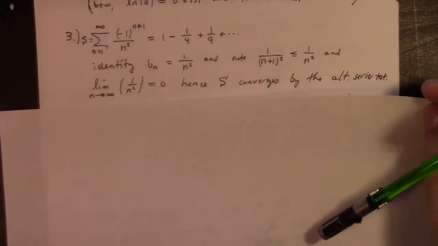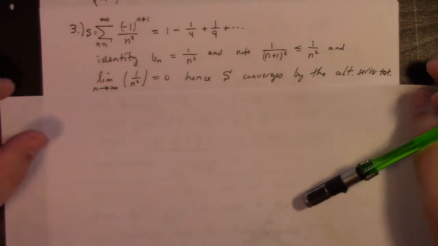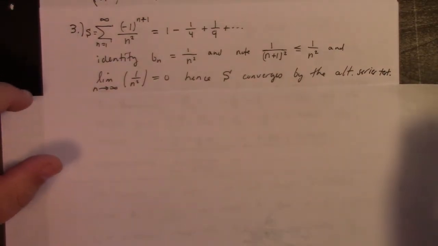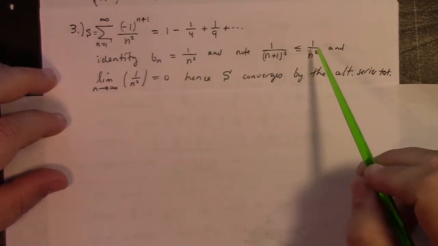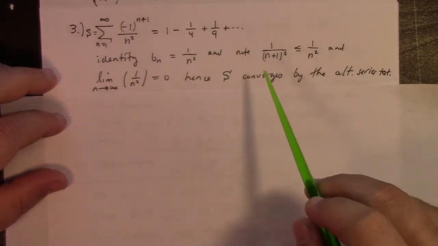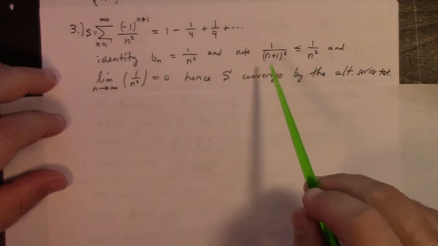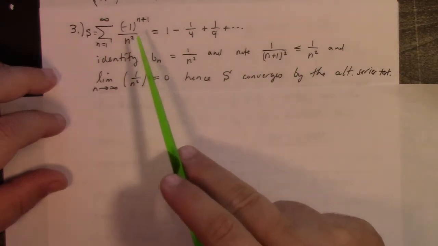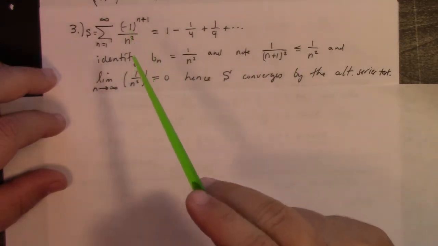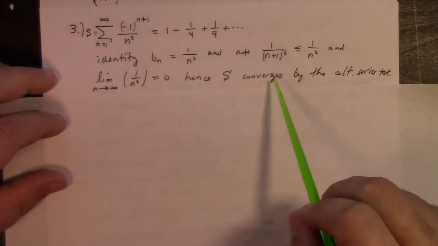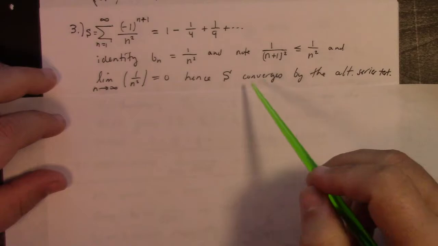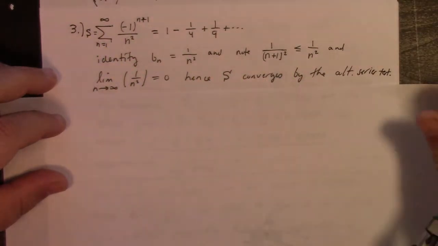Example 3, moving along here, we have the alternating p equals 2 series. So we have b_n is 1 over n squared, and 1 over (n plus 1) squared is less than 1 over n squared. So it's a decreasing sequence, the terms we're summing, ignoring the plus or minus. Of course, the limit as n goes to infinity of 1 over n squared is 0. Hence, S converges by the alternating series test.